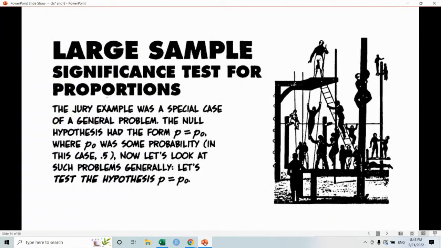So, large sample significance test for proportions. The jury example was a special case of a general problem. The null hypothesis had the form P equals P naught, where P naught was some probability, in this case 0.5. Now let's look at such problems generally. Let's test the hypothesis P equals P naught.